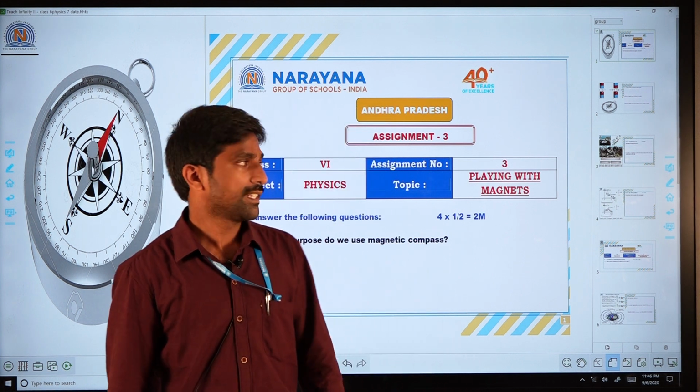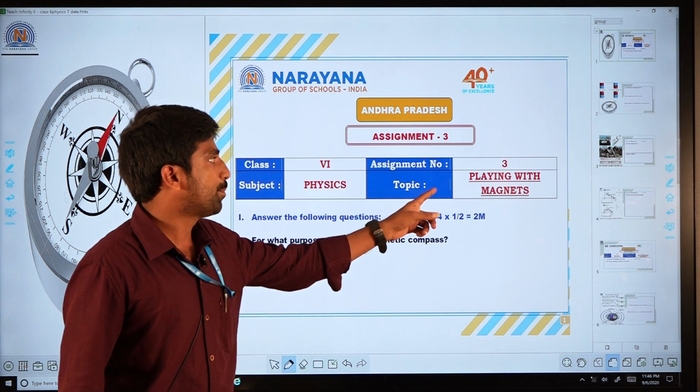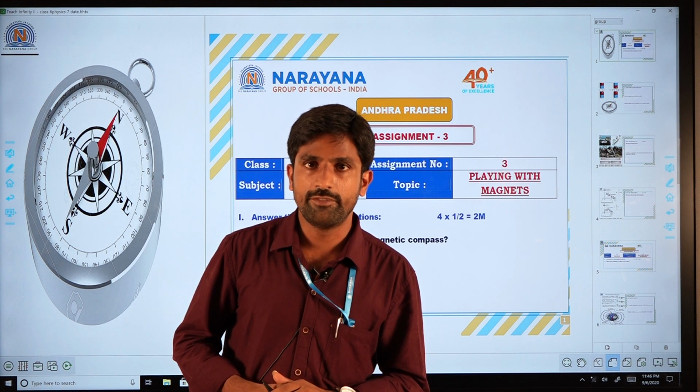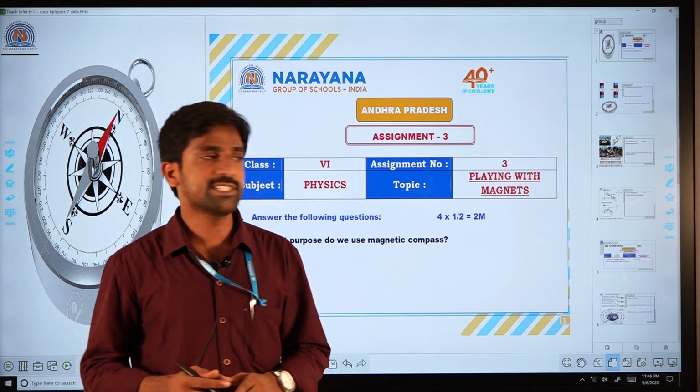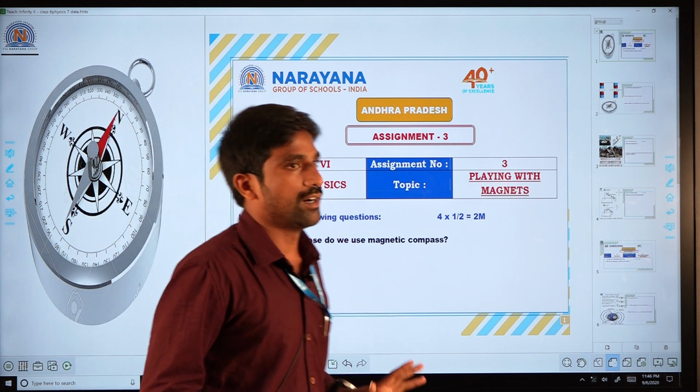Today we discuss 6th class assignment 3. The chapter is playing with magnets. In this assignment, 7 questions are given. The very first question is, for what purpose do we use a magnetic compass?